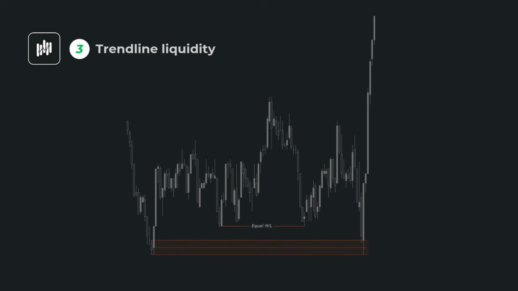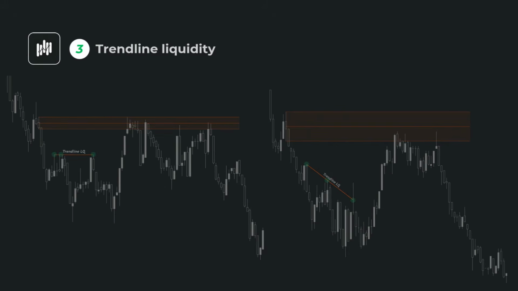Section 3. Trendline Liquidity. Now, let's look at another scenario. Imagine instead of two highs or lows, we have several consecutive highs or lows. They might be horizontal or repeating with a certain slope. In this case, it's no longer called a double. It's called trendline liquidity. Each time the price bounces from that area, traders say, this trend line works perfectly.